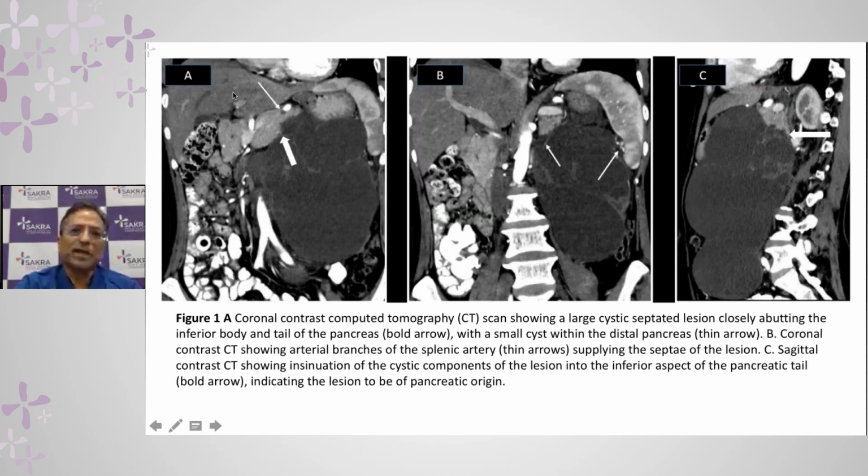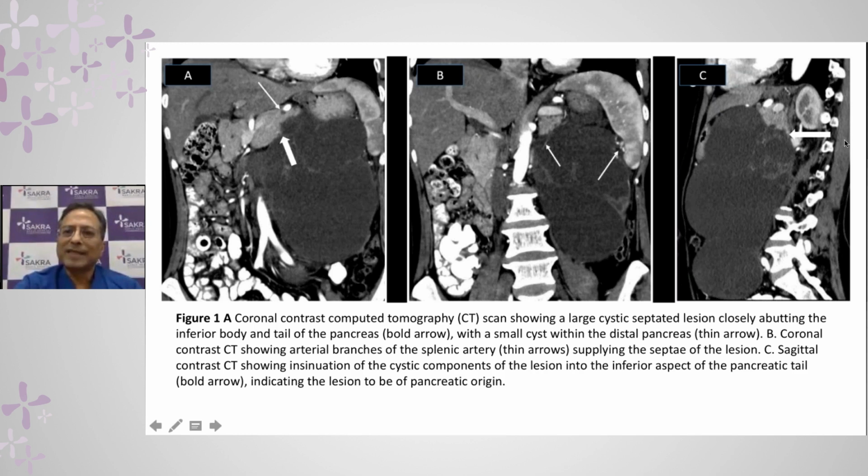These are coronal sections. This is the liver. This is the pancreas. This is the colon. And you can see this large cystic mass. This is the spleen. This is the stomach. And this is a large cystic mass, and a small cystic lesion in the pancreas. So it is a large cystic lesion in relation to the pancreas, growing downwards.